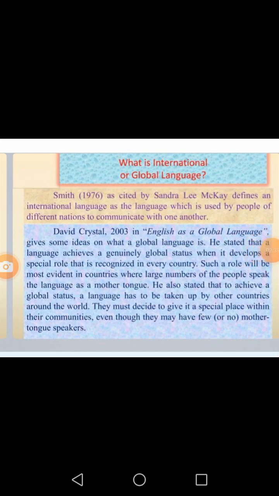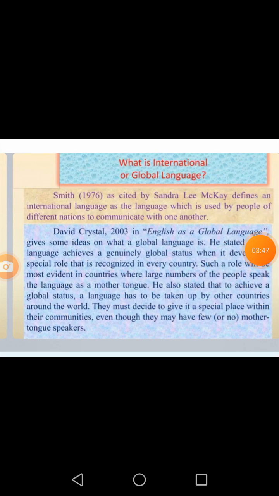So, what is an international or global language? The terms international and global language are the same. According to Smith, 1976, as cited by Sandra McKay, an international language is a language which is used by people of different nations to communicate with one another. For example, when Pakistani people migrate to England, they use the English language. If people migrate to the UK from India or from France, from every country, they communicate with each other through the language.